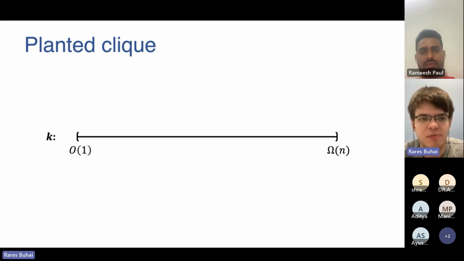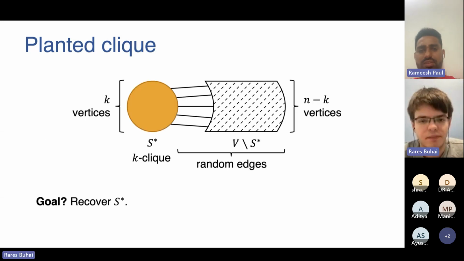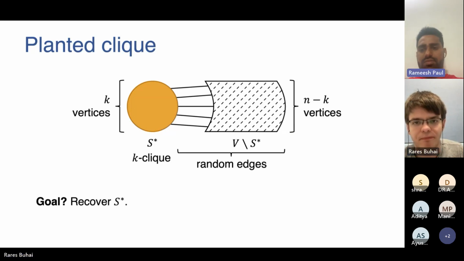So let's see what is known about this problem. Just a small question. So the edges between S star and V minus S star are also random, right? Yes, everything outside S star is random. The ones between S star and V minus S star, as well as everything inside V minus S star. Right. Okay.